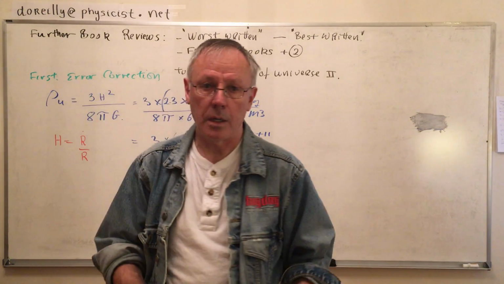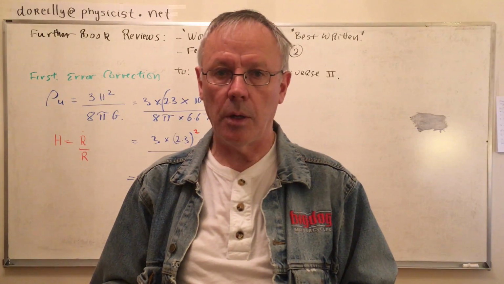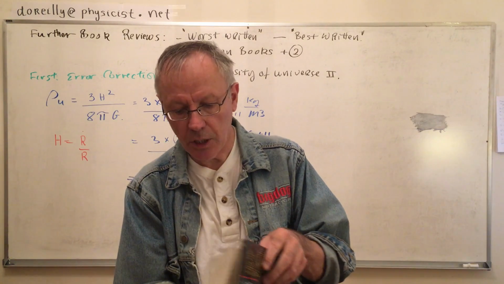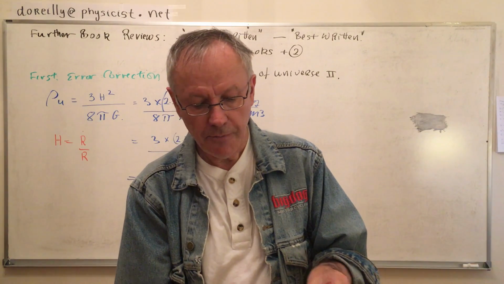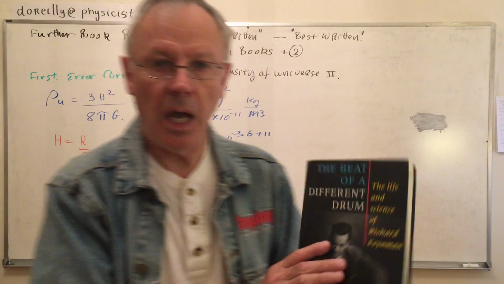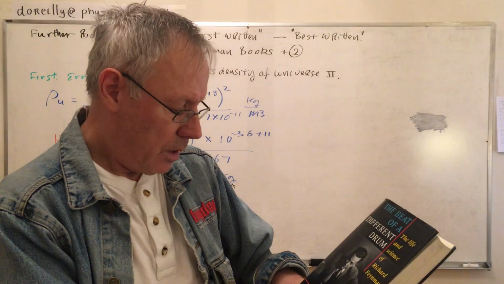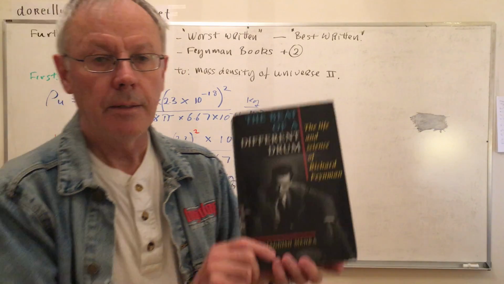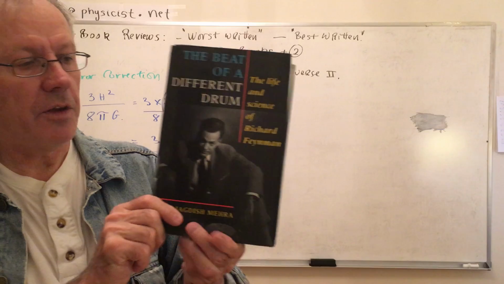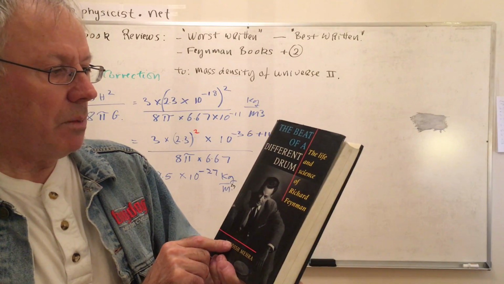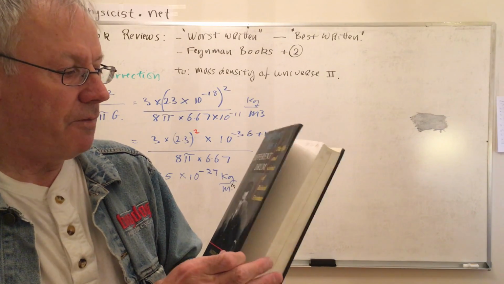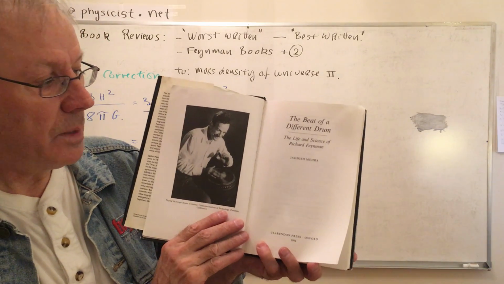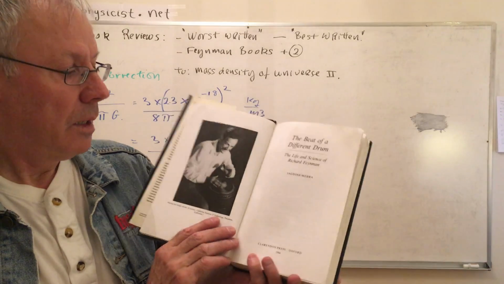The definitive work and extremely well written. Do you remember I was talking about literature? This is literature, but it's also physics. It's covered with technical details, photographs, and Feynman's actual calculations. By Jagdish Mehra, because he's a great physicist in his own right, but he wrote the definitive book, the biography of Feynman, The Beat of a Different Drum: The Life and Science of Richard Feynman. So it is the life and science, a standard work.